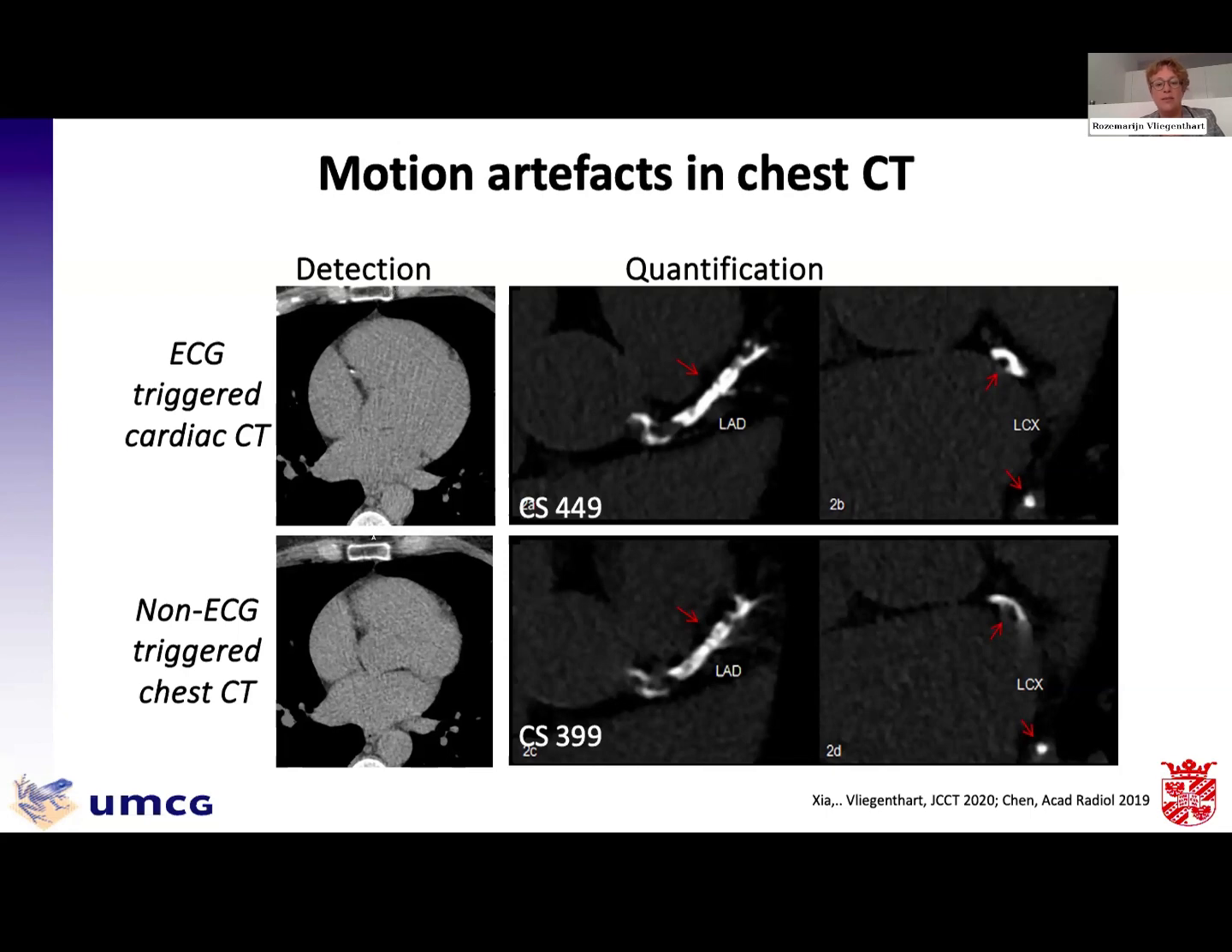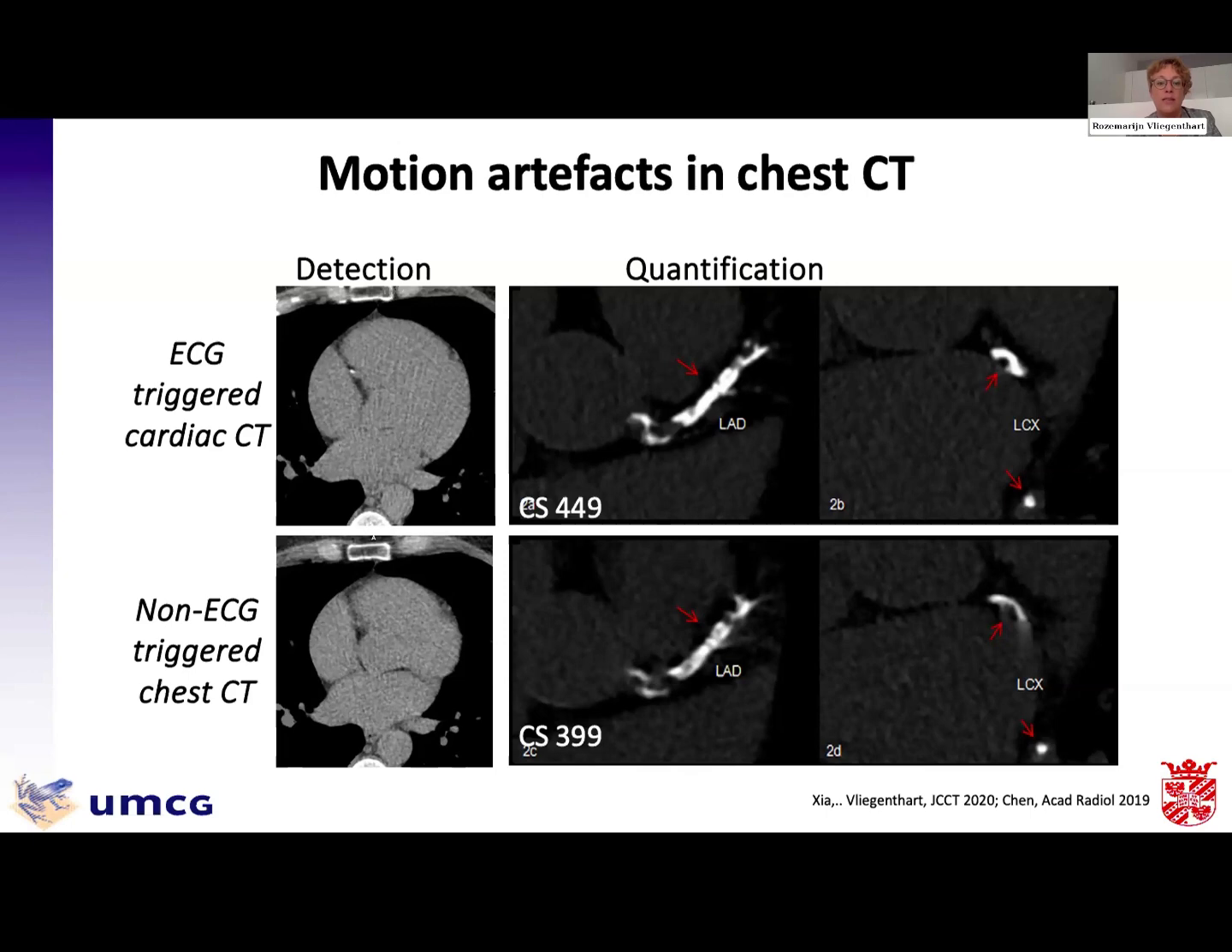And there are studies that have used in the same cohort a dedicated cardiac CT scan for calcium scoring and then compared the outcome of the calcium score to the low-dose chest CT made at the same time. And you see here one example. The top shows you the ECG-triggered cardiac CT, and the bottom shows you the non-ECG-triggered chest CT with a reconstruction focused on the heart. And you see, first of all, that small calcifications can be missed.